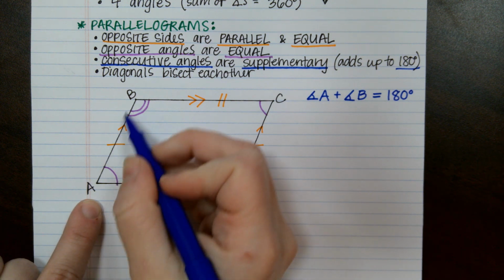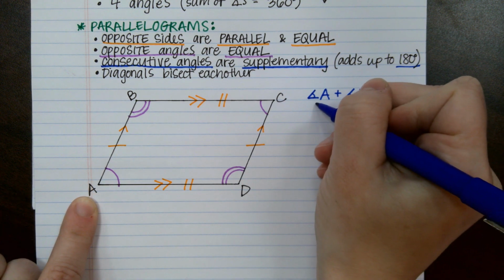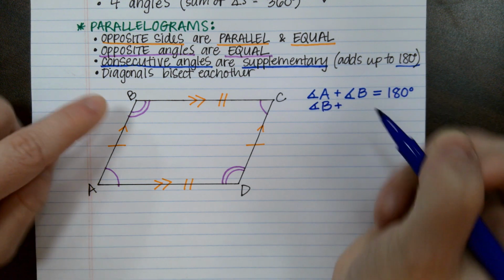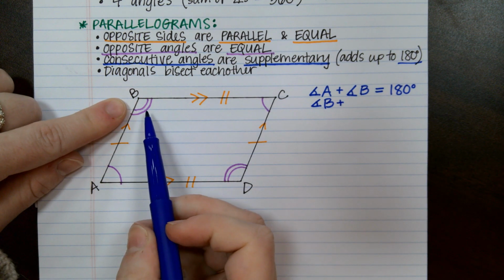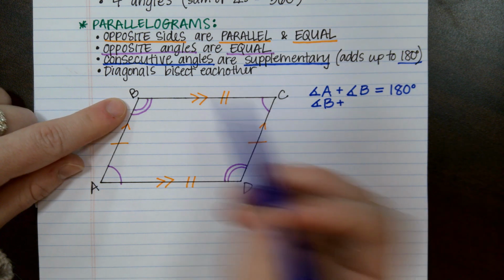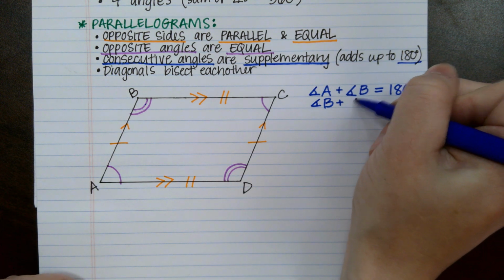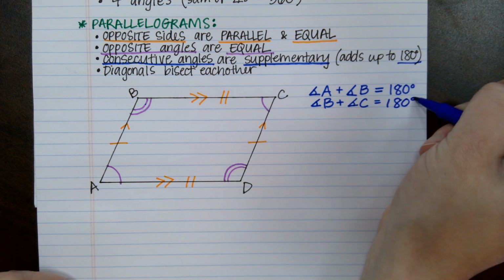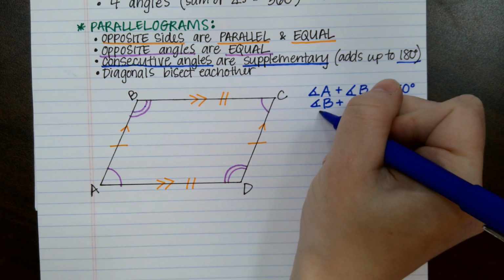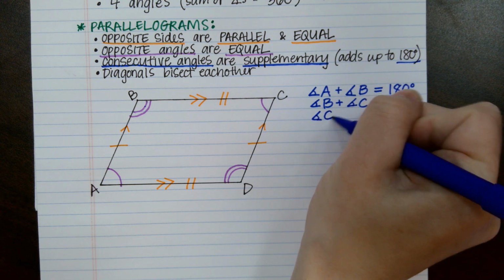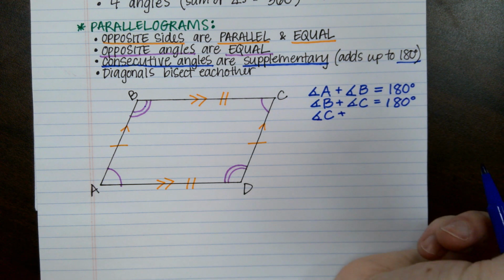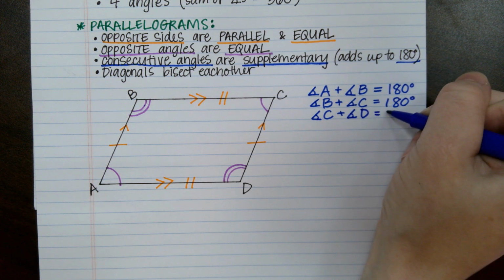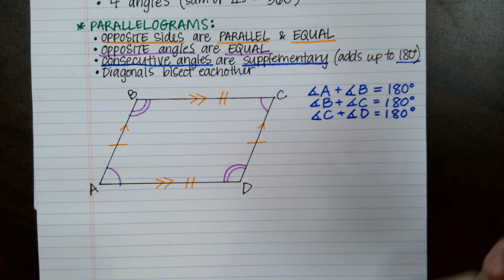So let's just go all the way around. Now let's start with angle B. What angle comes next? Yeah, angle C. So angle B and angle C, when I add them together, give me 180 degrees. Let's start with C. What's the next angle? C and D. Beautiful. Angle C and angle D added together give me 180 degrees.